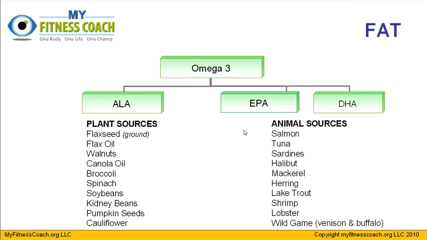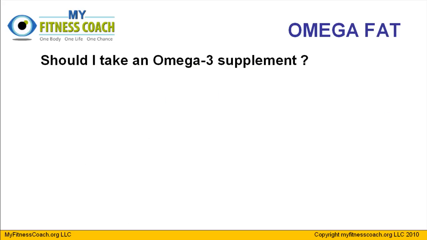Over here on the other side, your animal sources, remember, direct sources of EPA and DHA are going to be salmon, tuna, sardines, halibut, mackerel, herring, lake trout, shrimp, lobster. Wild game such as venison and buffalo is where you get a direct source of those omega-3s that are going to be the biggest benefit to your health, the EPA and the DHA.